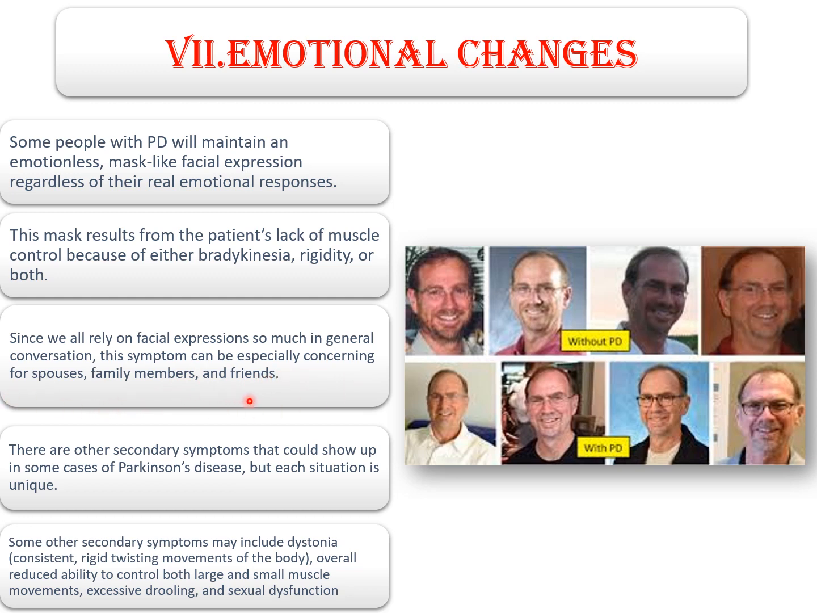family members and friends. And there are other secondary symptoms that could show up in some cases of Parkinson's disease, but each situation is very unique. Some other secondary symptoms may include dystonia, then rigid twisting movement of the body, overall reduced ability to control both large and small muscle movements, excessive drooling and sexual dysfunction.